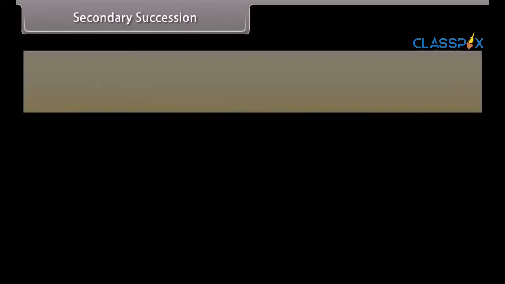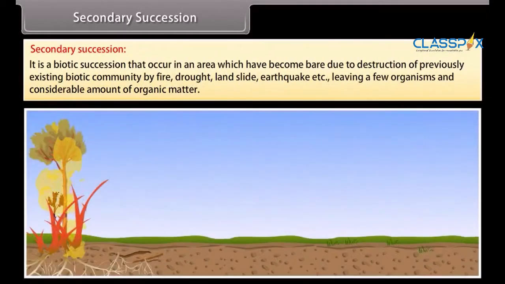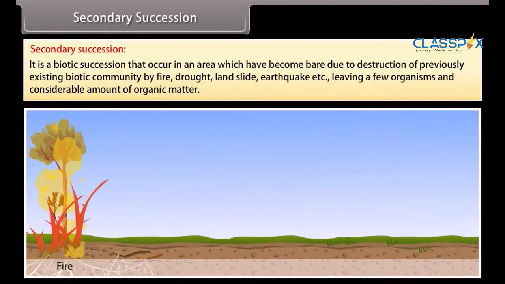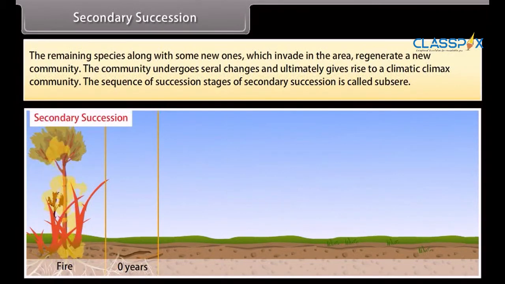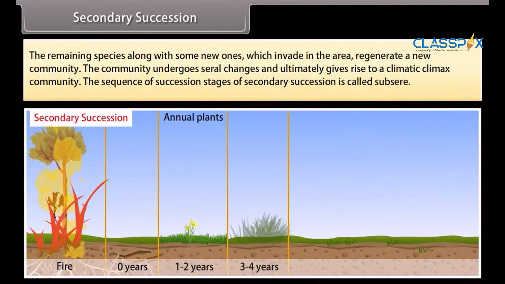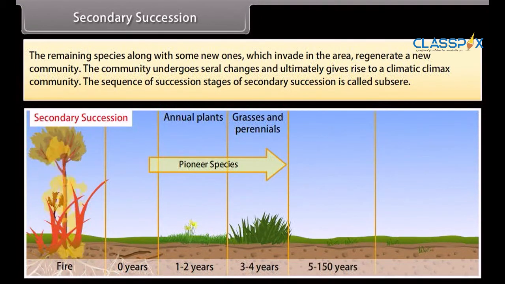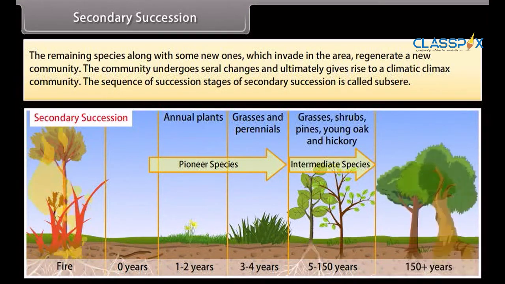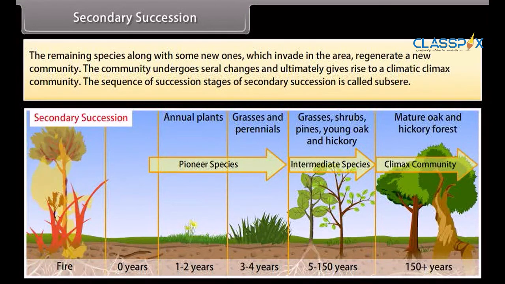Secondary succession. It is a biotic succession that occurs in an area which has become bare due to destruction of previously existing biotic community by fire, drought, landslide, earthquake, etc., leaving a few organisms and considerable amount of organic matter. The remaining species, along with some new ones which invade in the area, regenerate a new community. The community undergoes several changes and ultimately gives rise to a climatic climax community. The sequence of succession stages of secondary succession is called subsere.